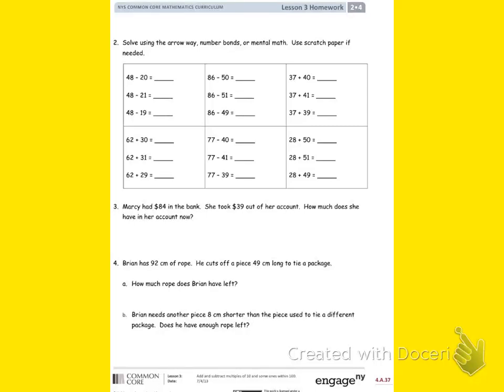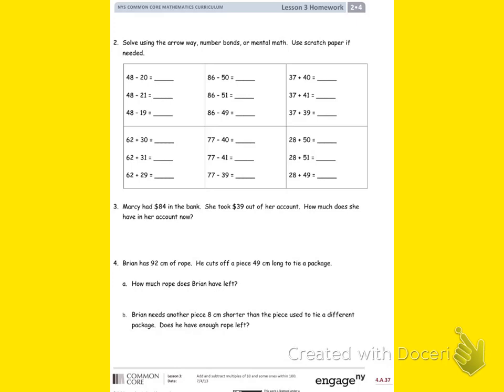Module 4, Lesson 3's objective is to add and subtract multiples of 10 and some ones within 100. Problem 2 says, solve using the arrow way, number bonds, or mental math. Use scratch paper if needed. The first problem says 48 minus 20.